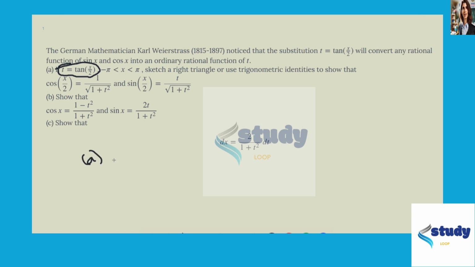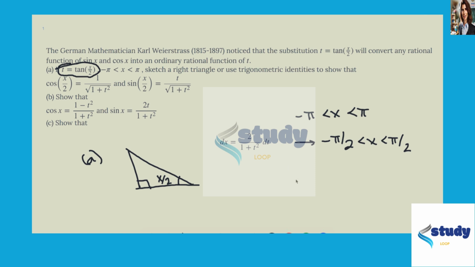So for A, this picture is kind of using the fact that we can draw something like this. We need to use the fact that x is between negative pi and pi, and really I should come back over here. Our angle is x over 2. So the fact being used is negative pi over 2 less than x over 2 less than pi over 2. So the angle is not bigger than a right angle.